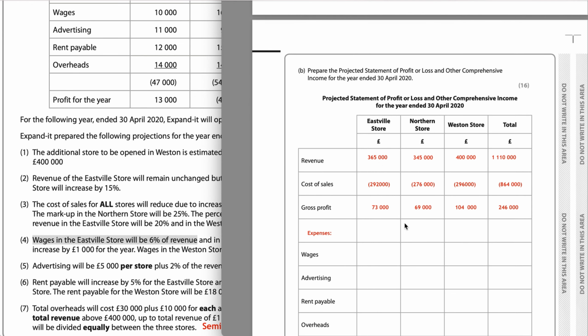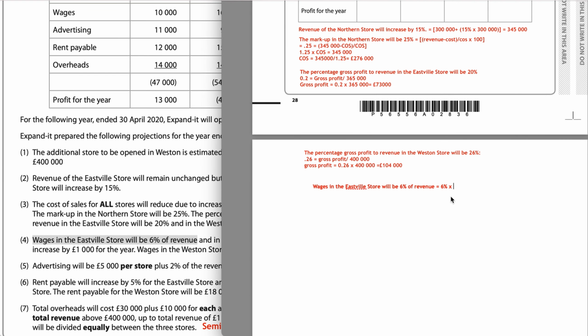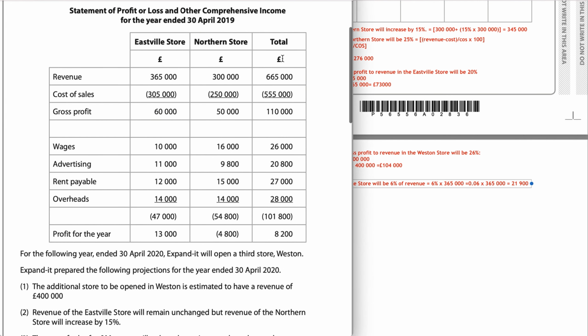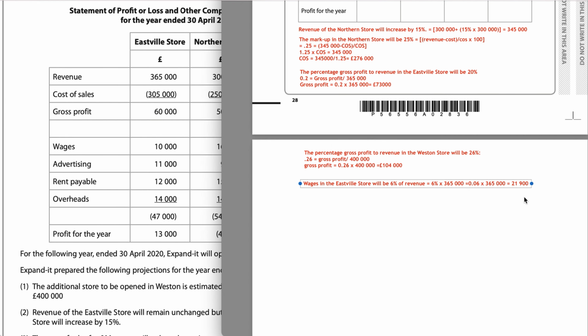Eastville store, okay, we will see that the revenue is 365,000. So that is going to be equal to 0.06 times 365,000, which is equal to 21,900. That is 21,900 pounds.